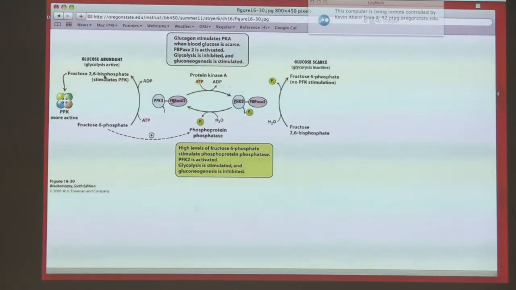Yes, ma'am. That's right. So the phosphate is added to this complex over here to inactivate PFK2 and activate FBPase2. And protein kinase A is inactivating PFK2 because we're moving to the right. Okay. Phosphoprotein phosphatase catalyzes the reaction to the left, which is the activation of PFK2 and the inactivation of FBPase2.